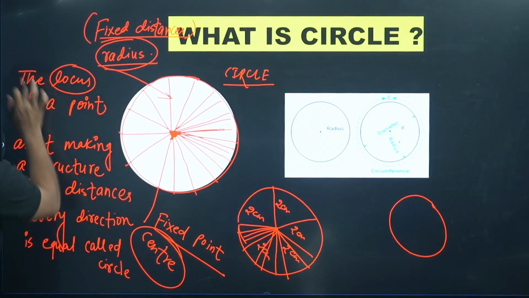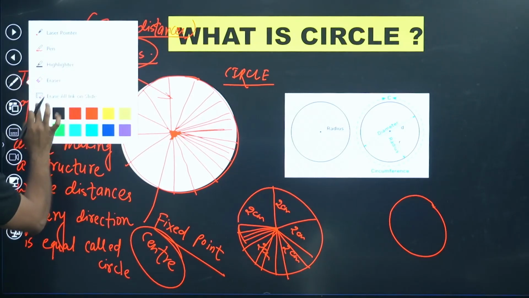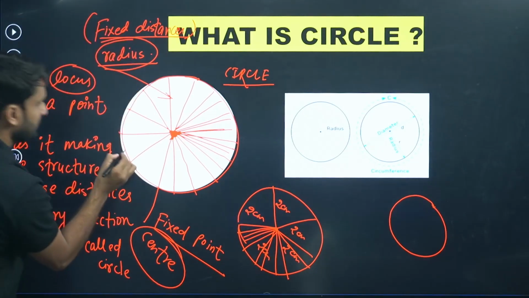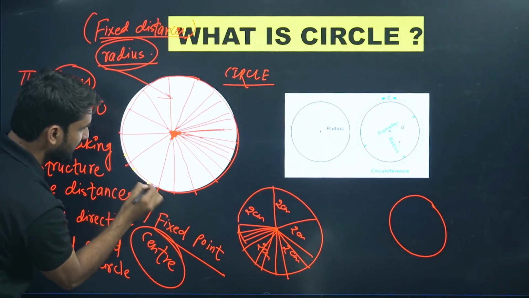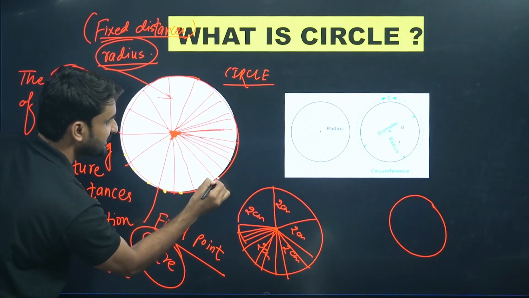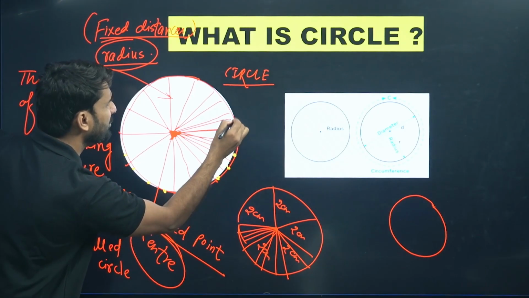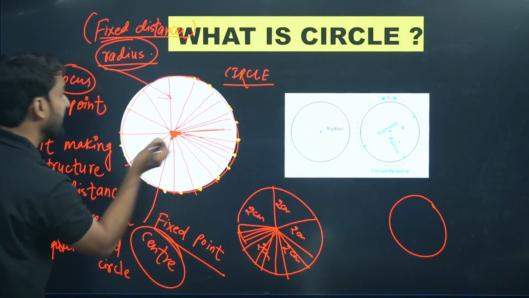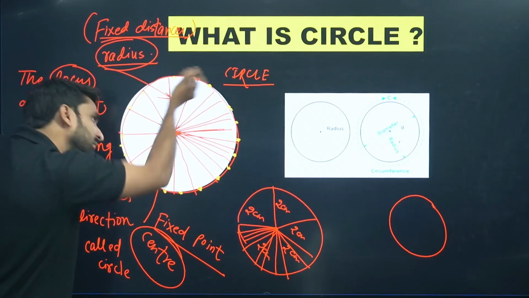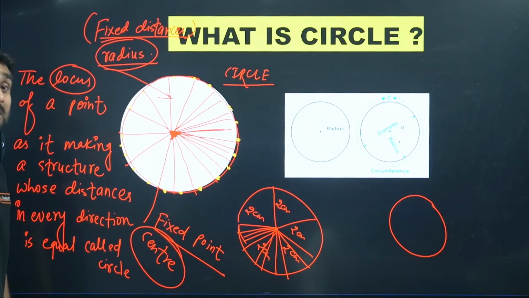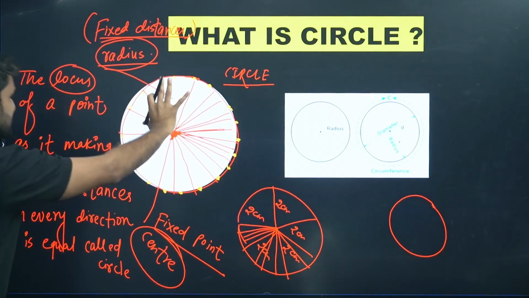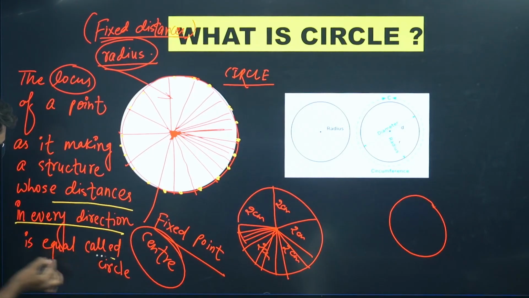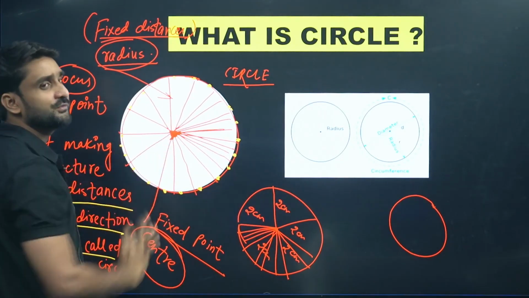There are so many points here, right? This point, 1 point, 2 point, 3 point, 4 point, 5 point, 6 point, there are so many I cannot even count them. And we are joining these points. So we are making a locus here. But the condition is that the locus is in a form where the distances in every direction are equal. So this locus is called a circle.